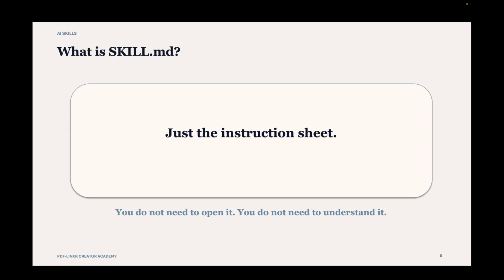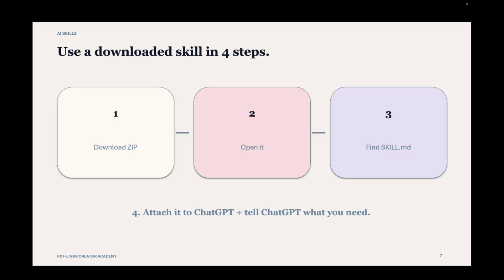So, what is a skill.md file? You do not need to open it. You don't need to understand it. You can if you like, but the skill.md file is just the instructions. Okay? It's just the instruction sheet. So, how to use a downloaded skill? It's very easy. You download the zip file, you open the zip file, you find the skill.md file in the unzipped folder and you add it to your chat.